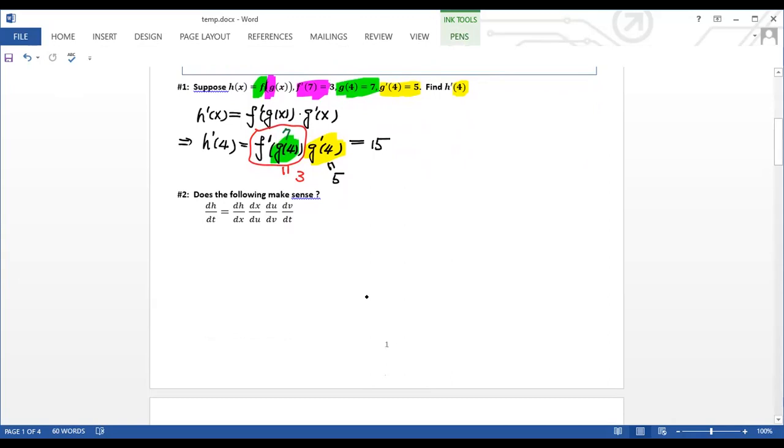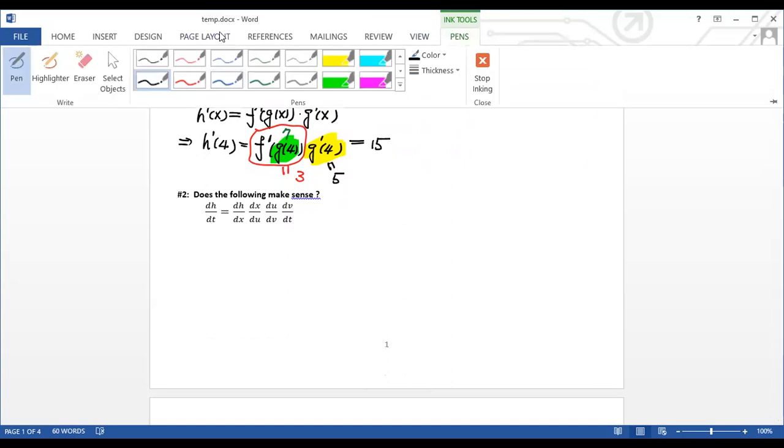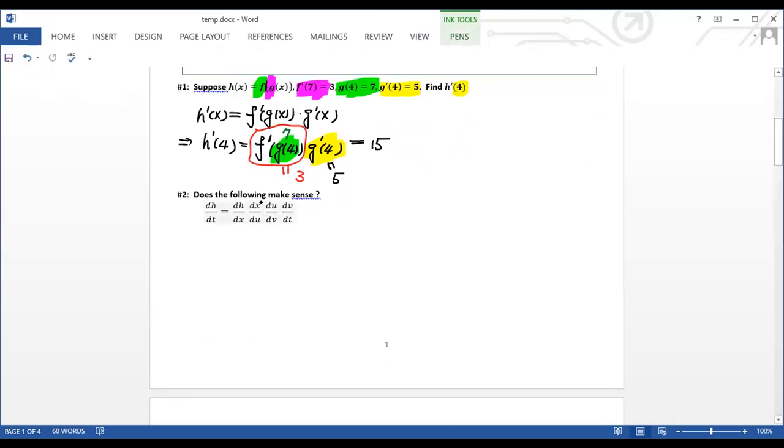Now problem number 2 asks: does dh/dt equal dh/dx times dx/du times du/dv times dv/dt? This one does make sense if you treat it like algebra. Of course, this is not real algebra, but if you treat it as algebra, you see the dx and dx cancel, du and du cancel, and dv and dv cancel, and you have dh over dt. But what does this mean? Of course, this is from the algebra point of view.